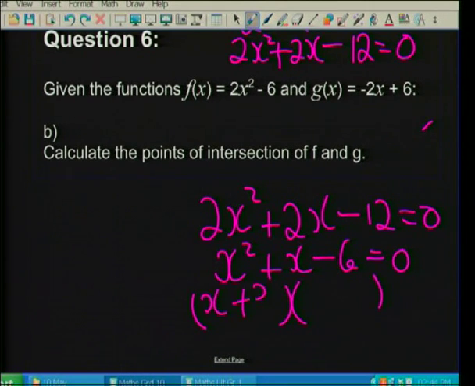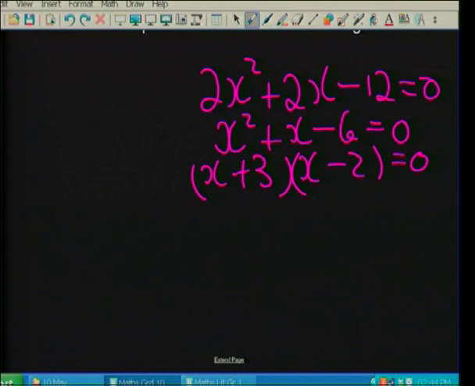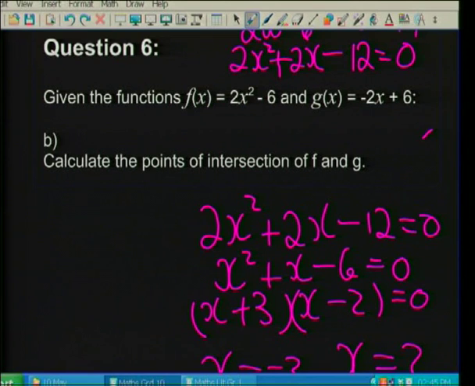Factorize the trinomial and calculate the values of my points of intersection, or the x values rather. x is minus 3 and x is 2. Now, they want the coordinates of the points of intersection, so I need to substitute back. It's easiest to substitute back into the line graph. So I'm going to substitute minus 3 back into the line graph.